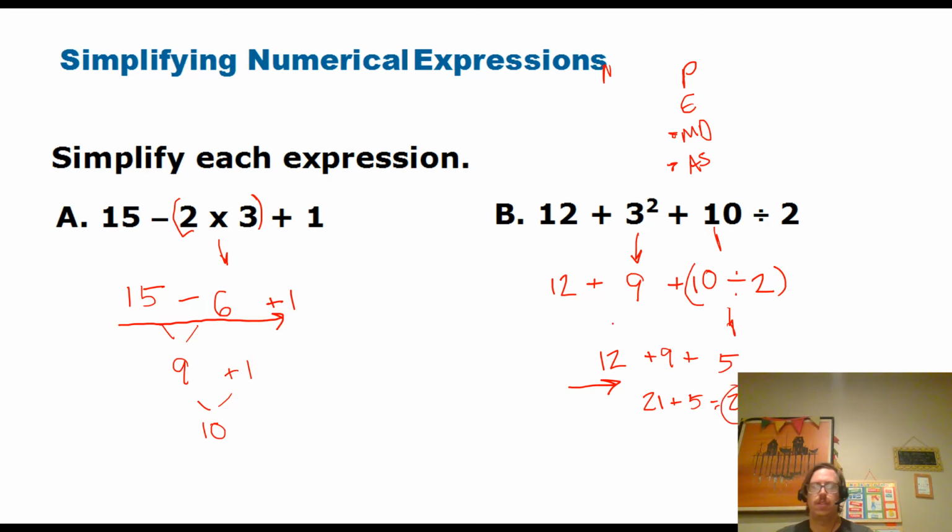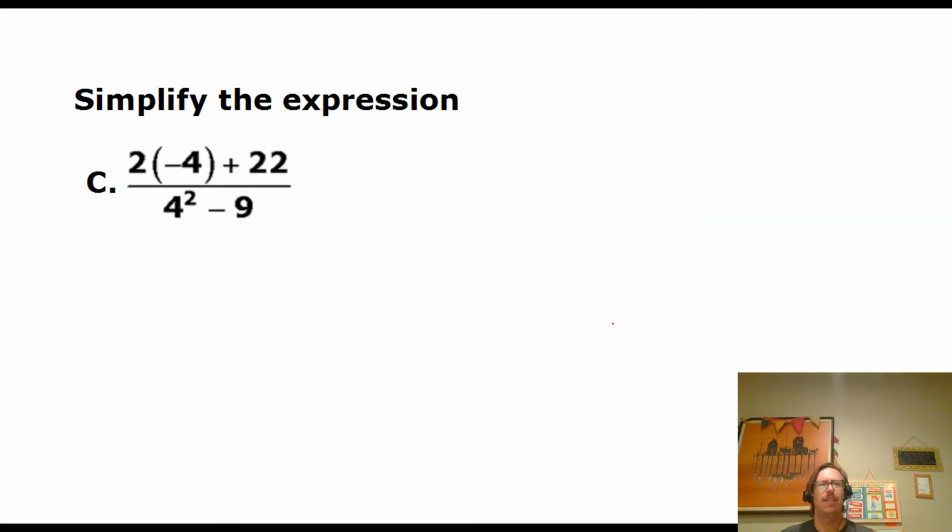All right, let's carry on. Ooh, look at this doozy. Let's work through the order of operations to try to simplify this problem. So, try to think to yourself, what should you do first in this problem? Well, first thing would be parentheses.